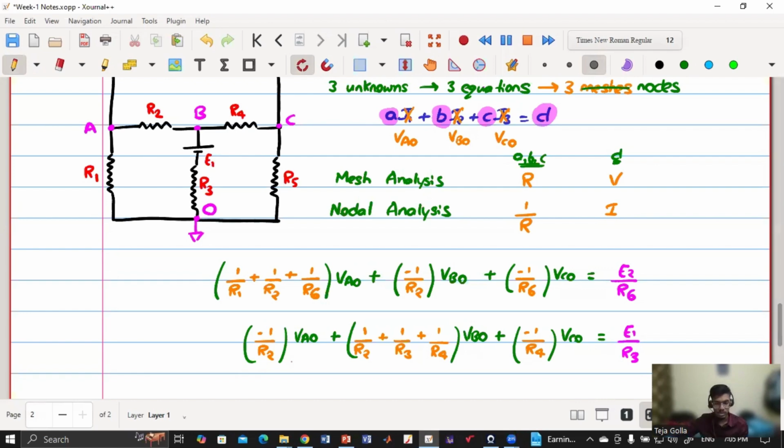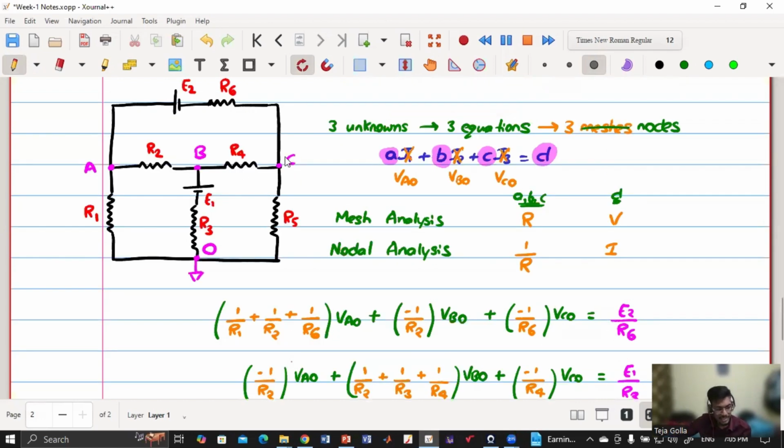Now going back to the last expression, which is applying the KCL, applying the nodal analysis at node C. So first of all, what will be the coefficient of VAO? Then what will be the coefficient of VBO? Anyone? Minus 1 by R6. Okay. And VBO? Minus 1 by R4. Okay, very good.